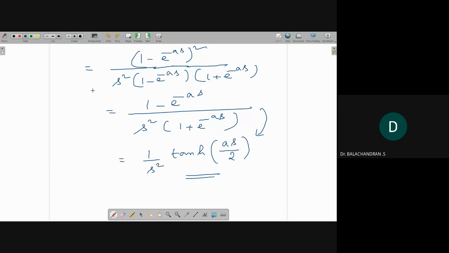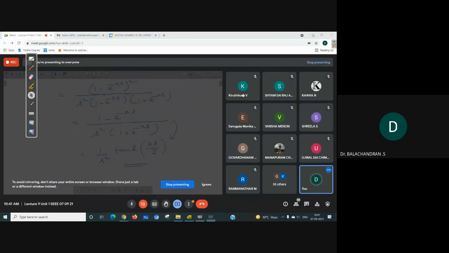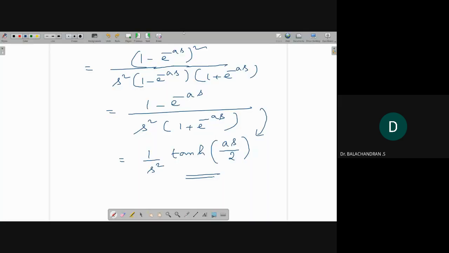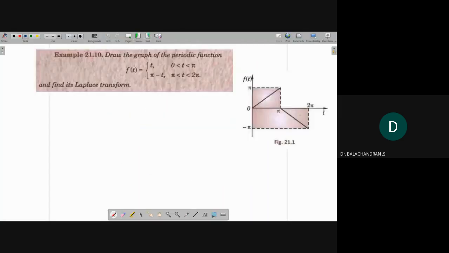I think there is a problem f of t equal to k and f of t equal to minus k. So now I'll move to the next problem. I think I don't have the time, so I'll just give the idea, you can try.